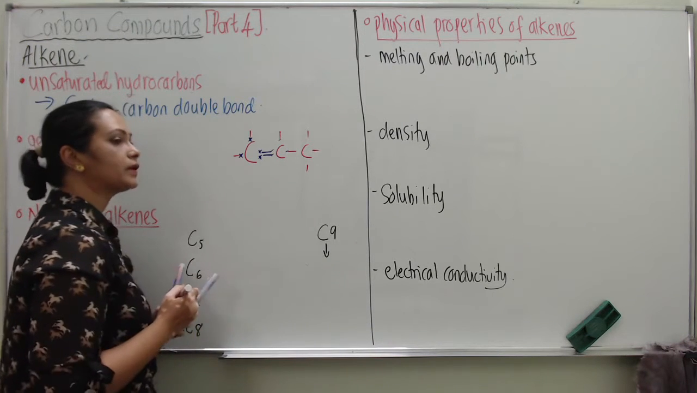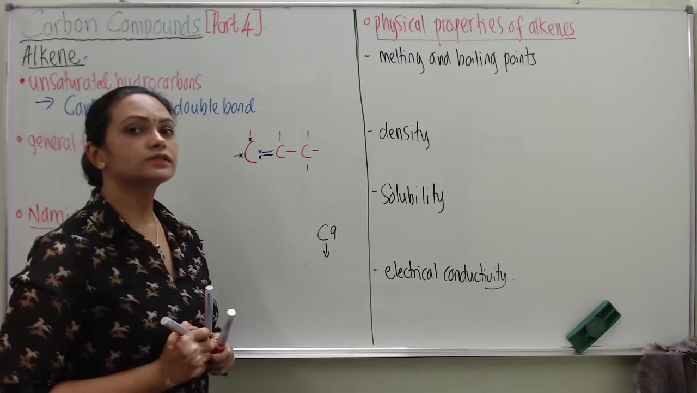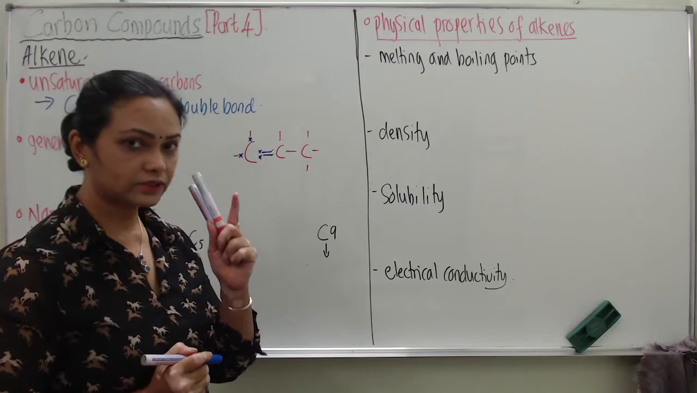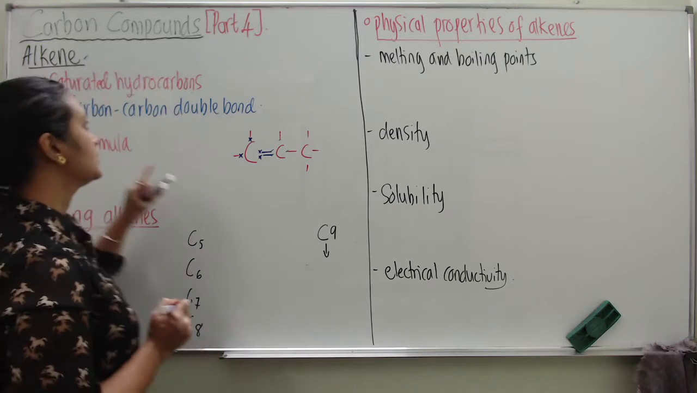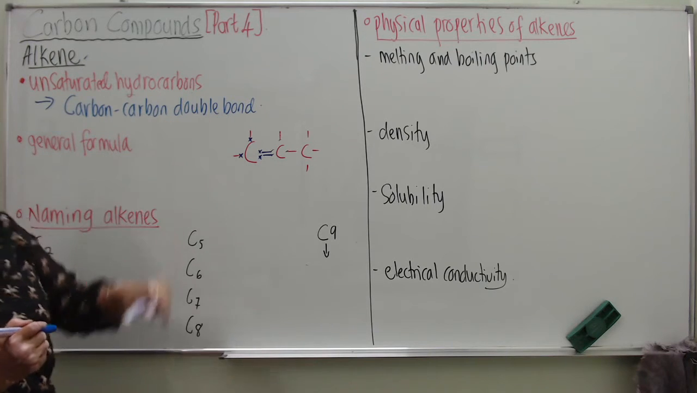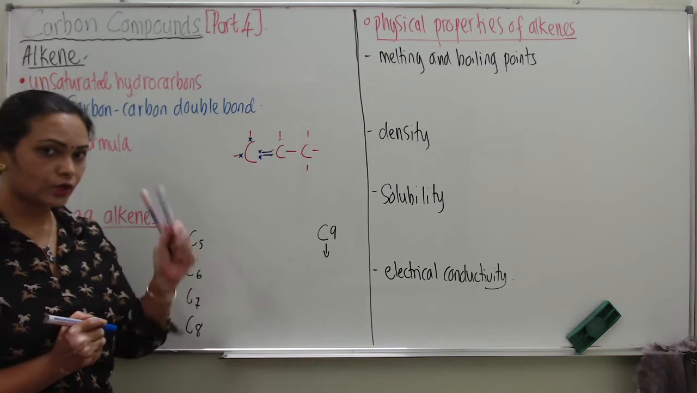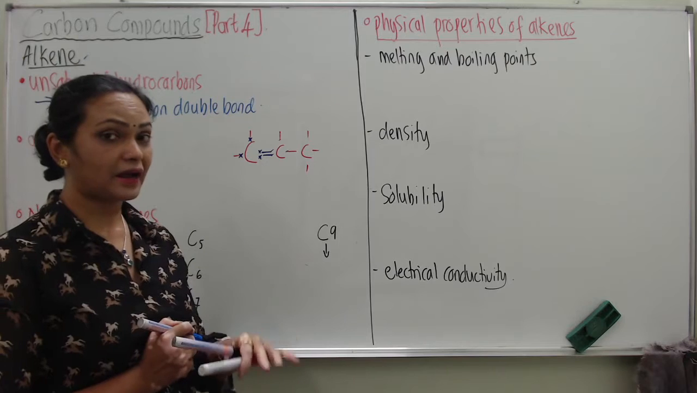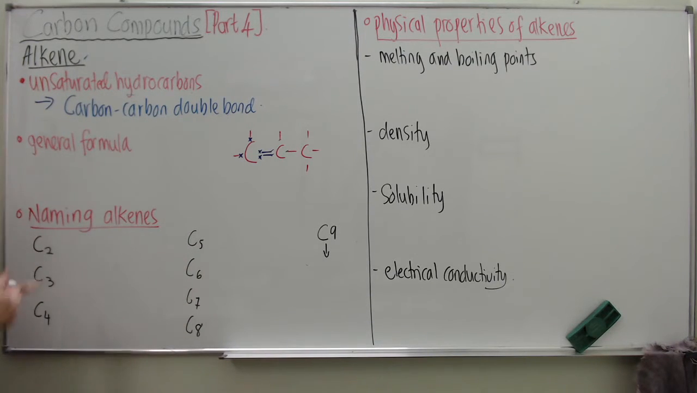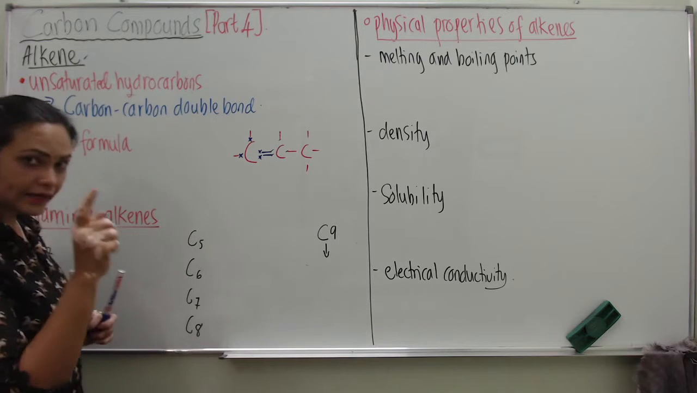And please remember, the double bond is only between carbon atoms. So it is important to emphasize the double bond is between carbon atoms only, because a double bond between carbon and hydrogen atoms does not exist. Alright. Okay, now let's go to the general formula of alkene.